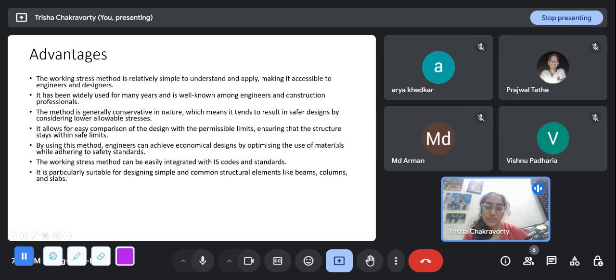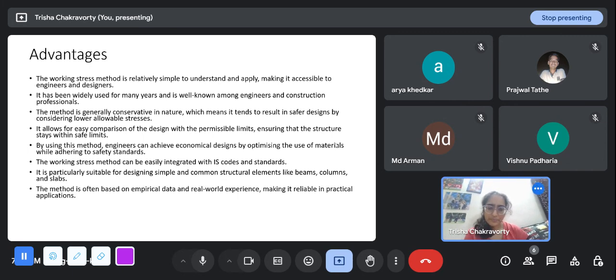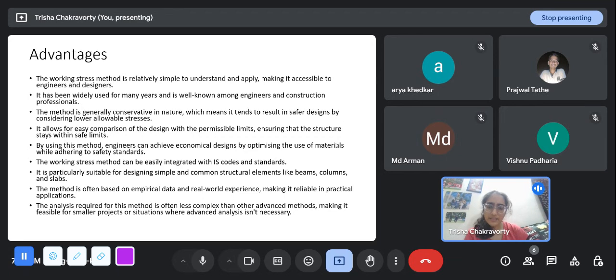It is particularly suitable for designing simple and common structural elements like beams, columns, and slabs in concrete design particularly. And the analysis required for this method is less complex than other advanced methods, making it feasible for smaller projects. It's a faster method basically.